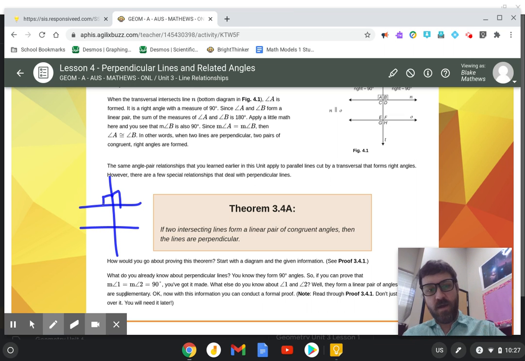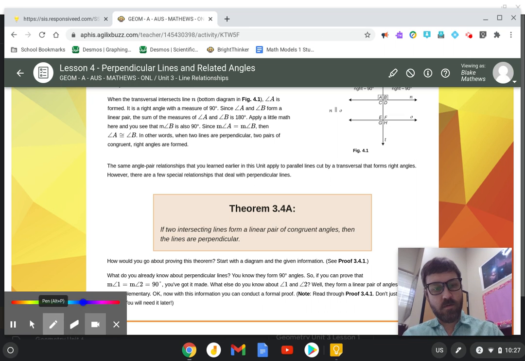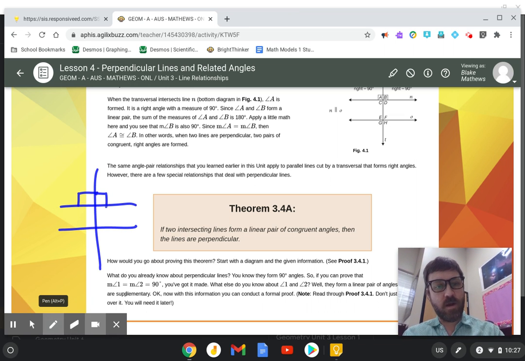Now, beyond that, we know that if we end up with transversal lines where there's a right angle pair, and we know that these are parallel, well, that also tells me that all of these are right angles. And in fact, all of the angles in these diagrams are going to be right angles. So that's really just all it is.